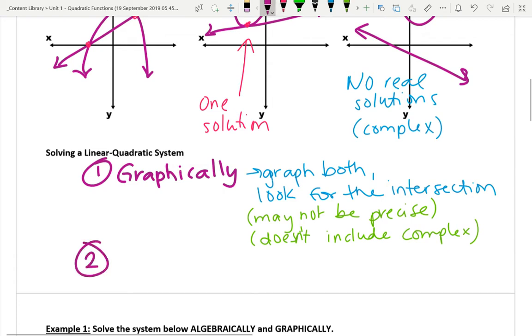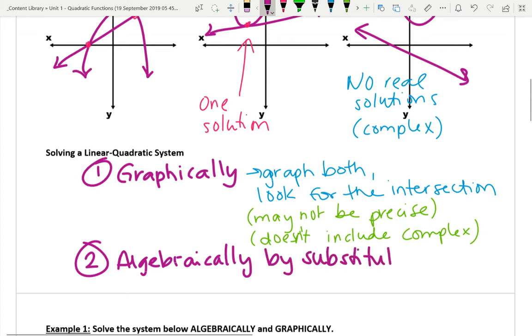The other way we could do this is algebraically, just like we solved systems of linear equations. We would use substitution here. So what that would look like is we would set them equal to each other and then solve using any of our solving strategies like factoring or the quadratic formula. So right now, I'd like you to pause the video, go back to your notes and update them. And when we come back, we will look at an example of how we would solve this algebraically and graphically.